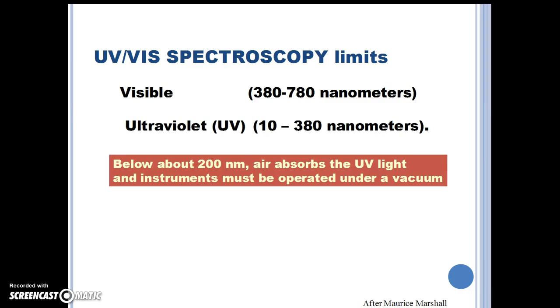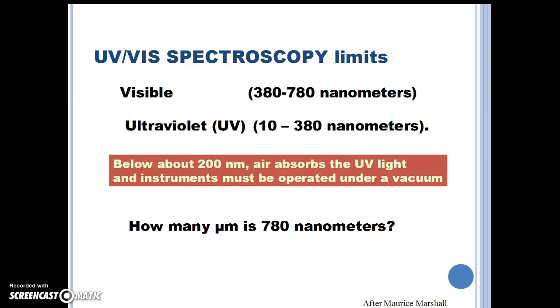Now let's talk about UV-VIS. The visible runs between 380 and 780 nanometers. The ultraviolet, higher energy, is between 10 and 380 nanometers. Below about 200 nanometers, the air absorbs the ultraviolet light, and instruments must be operated under a vacuum. So the near UV, between 200 and 380, you can operate in air, but not below that.